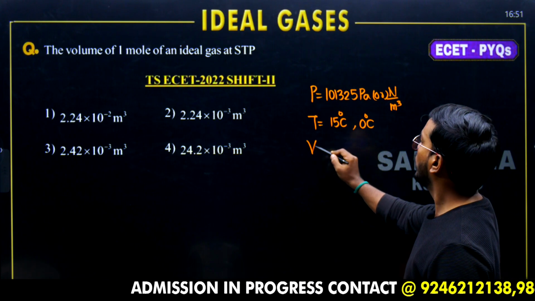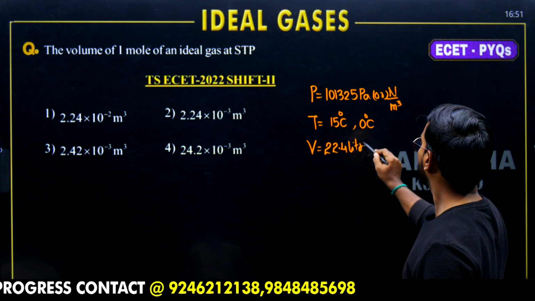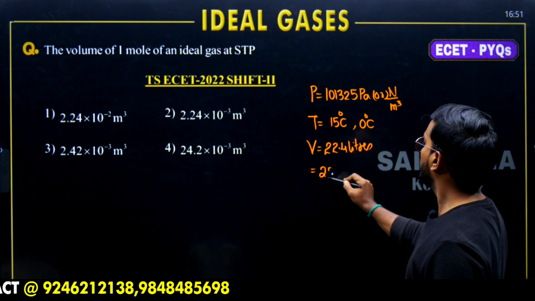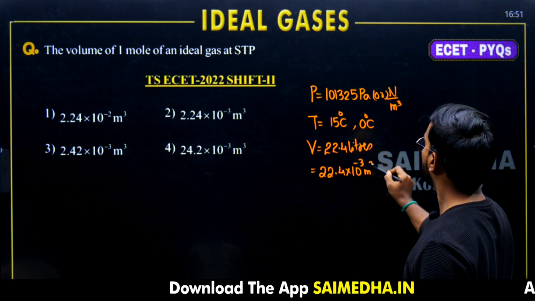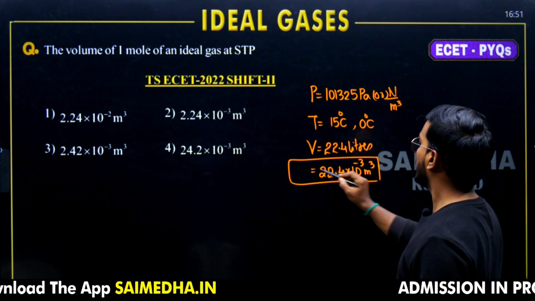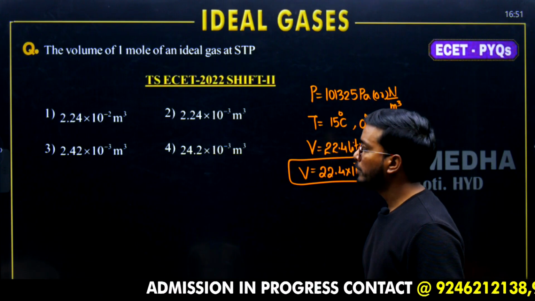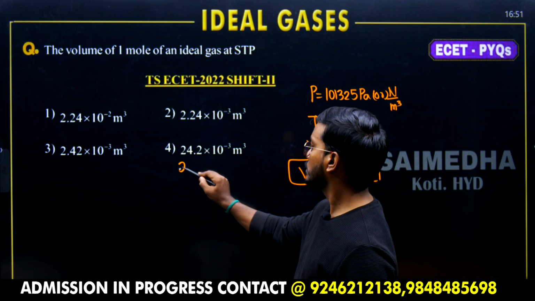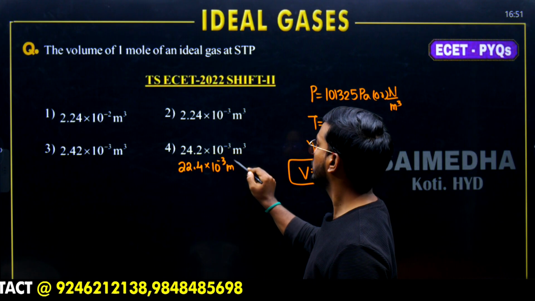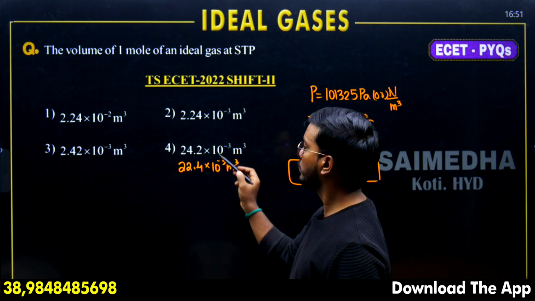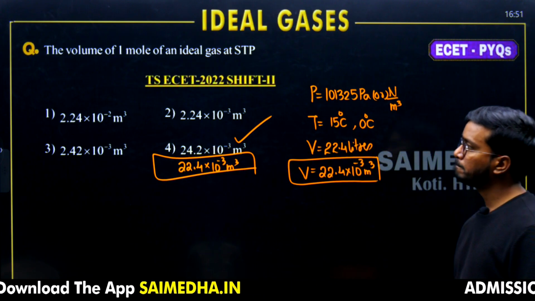Finally, we require the volume. Volume is 22.4 liters. It can be written as 22.4 into 10 to the power of minus 3 meter cube. So this is the volume at standard temperature and pressure. It is exactly 22.4 into 10 to the power of minus 3 meter cube, it's not 24.2, this is 22.4. So this is going to be your correct answer. Go through it.